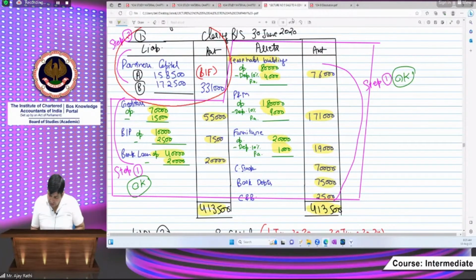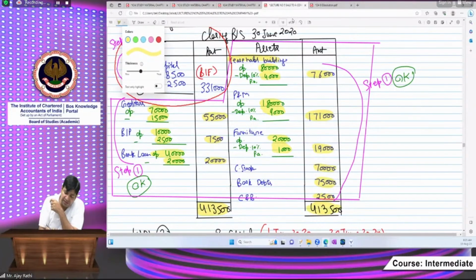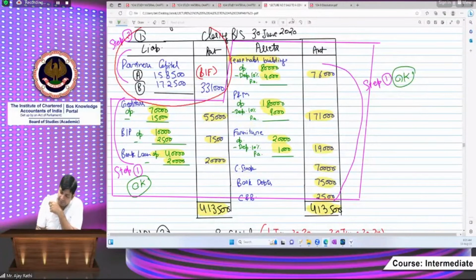We have total, always LHS is equal to RHS. You know, the total of the asset side is equal to the total of the balance sheet. It means now the balancing figure is there. I am highlighting it with the green color. That is the balancing figure. But 3,13,000 is there, which we know as the balancing figure.